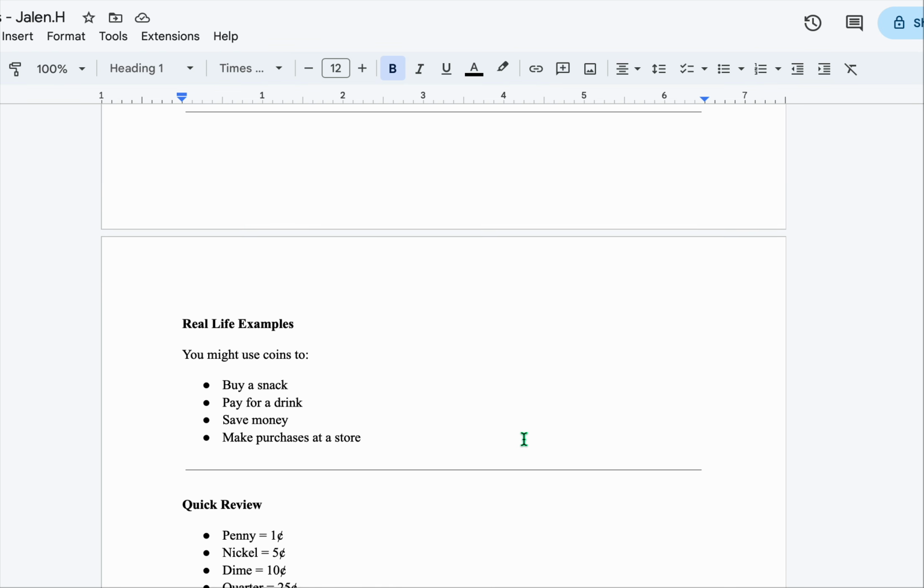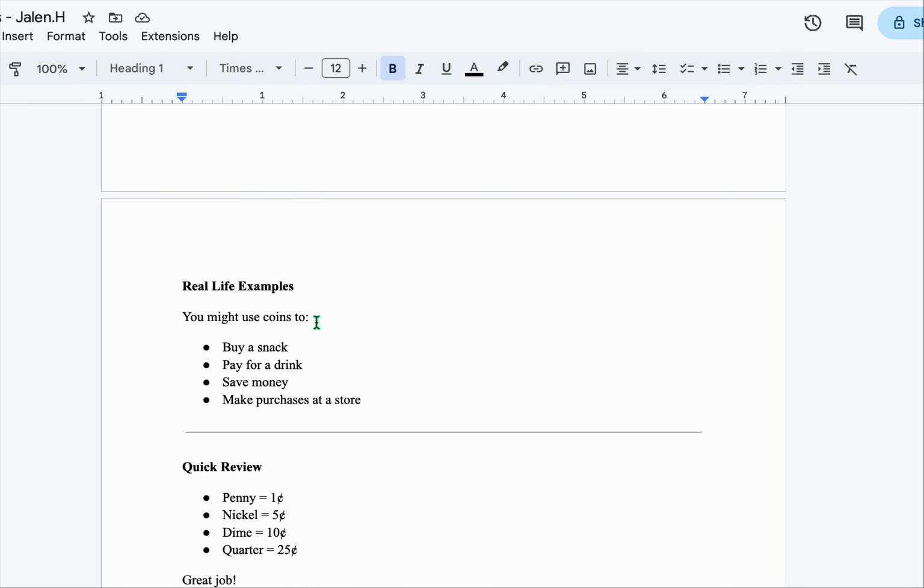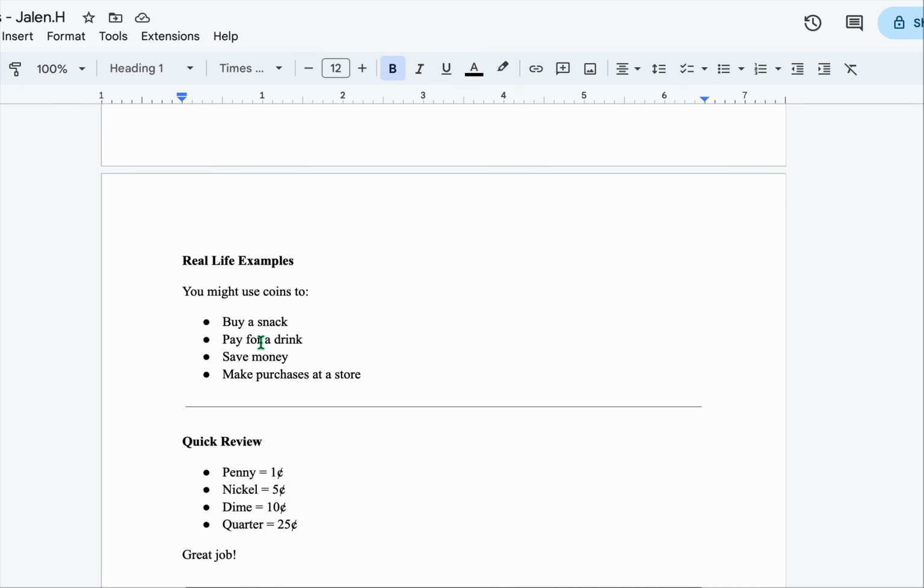So some quick real life examples that I thought might help students out. They might be able to relate to these things and understand them completely. Some real life examples that you might use coins for are buying a snack, paying for a drink, saving money, making purchases at a store. You could throw in a store name and the students might love it. You could say going to buy Squishmallows from Target, or going to buy Legos from Walmart, or going to Five Below. And they'll say, hey, I understand those products and I understand what that is. This is how I could use money to use that.